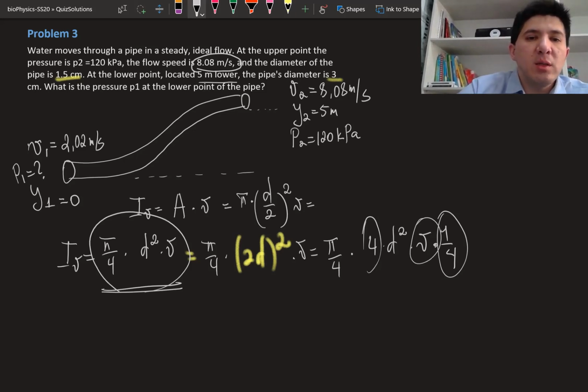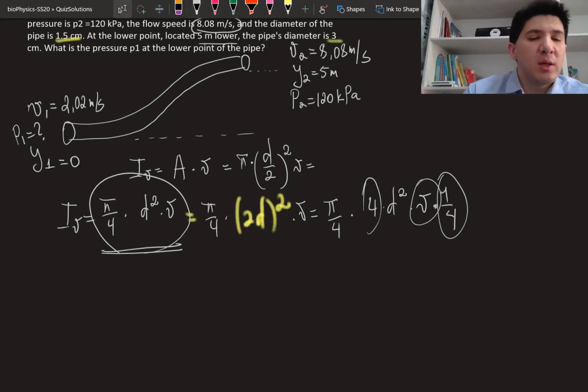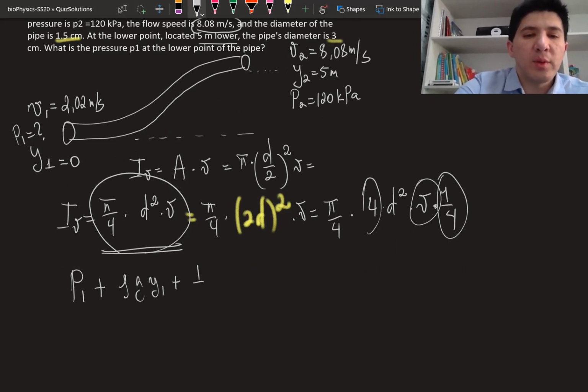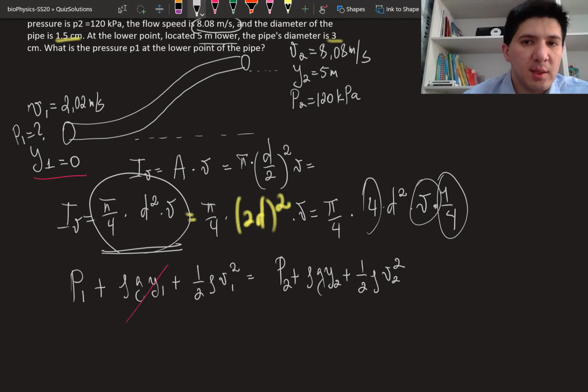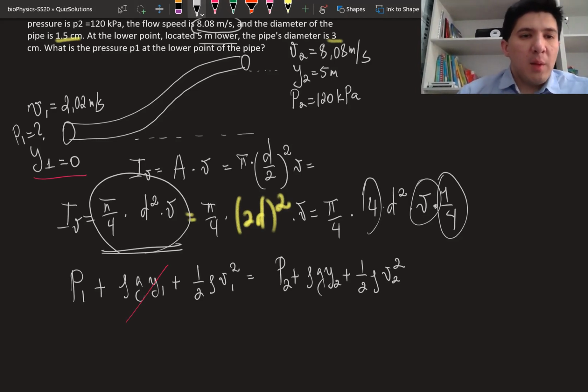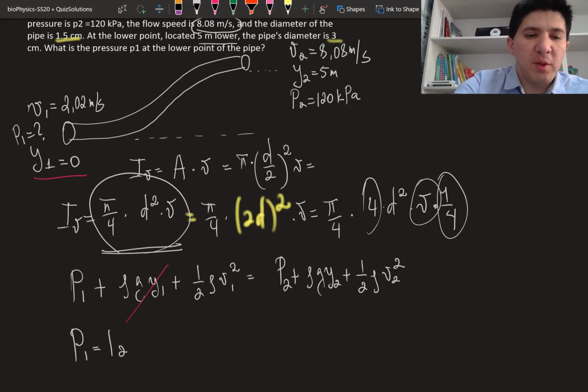The only thing I need to do is put everything which is given into Bernoulli's equation. So Bernoulli's equation is P1 plus rho g y1 plus 1 over 2 rho v1 squared is equal to P2 plus rho g y2 plus 1 over 2 rho v2 squared, right? The first thing I'm going to cancel is this one, because I'm taking y1 to be equal to 0. The rest I'm just going to put down. So P1 is going to be P2, so let me put in the values.